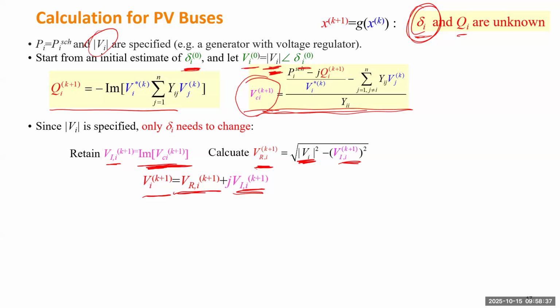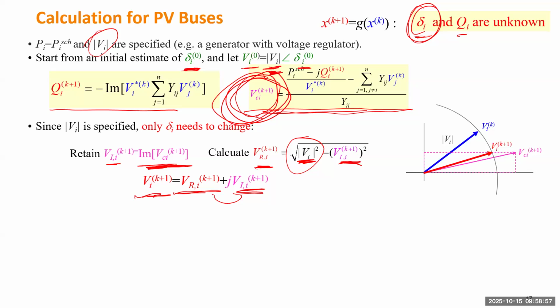So here we take one more calculation step. We don't directly utilize whatever comes from the iteration formula. We only take the imaginary part, and we keep the absolute value the same to calculate the real part. The real part depends on the imaginary part, and then we get the updated value.